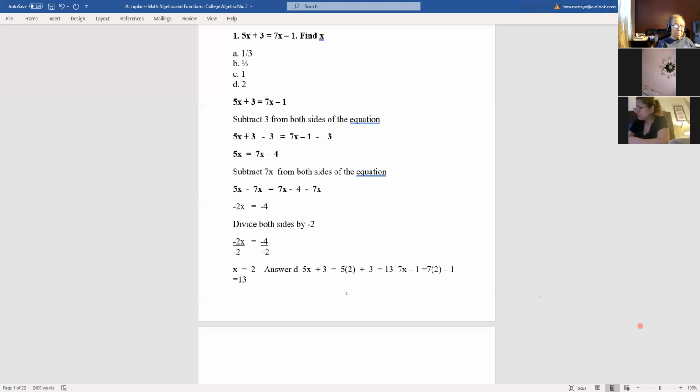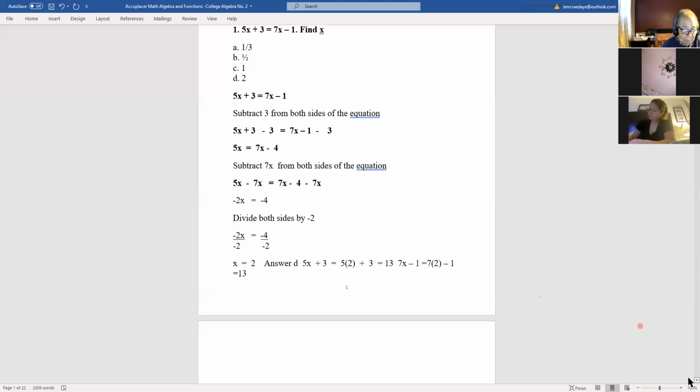Because we said 5x plus 3 is equal to 7x minus 1. And if x is 2, we get 10 plus 3 is 13, and 14 minus 1 is 13. So we know it's correct. That's how you can check that your answer is correct. All right, let's go to the next problem.